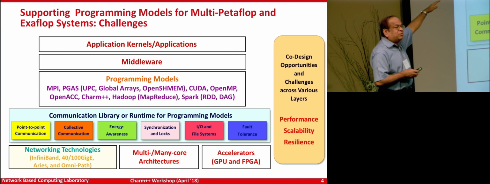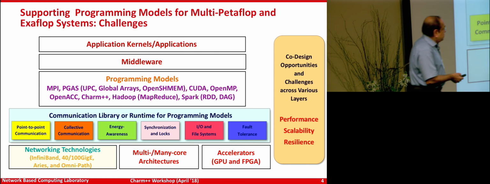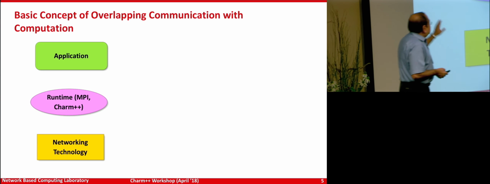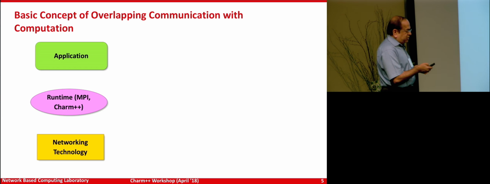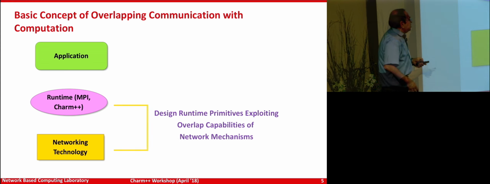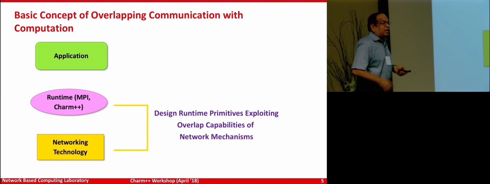You have to go and modify the application. Then only you can get the performance out. You cannot just be modular. So at a high level, I try to abstract this problem. If you talk about overlap, there are two parts to the problem. One is the lower level, which is actually designing the runtime.